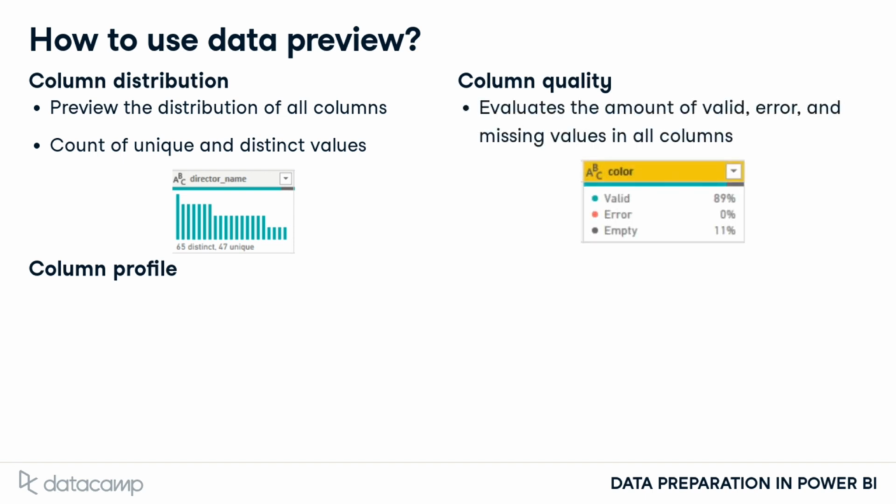When you need to check if your data contains any missing values or error values, this is the feature to use. It will calculate the percentage for each of these and show them underneath all column names.